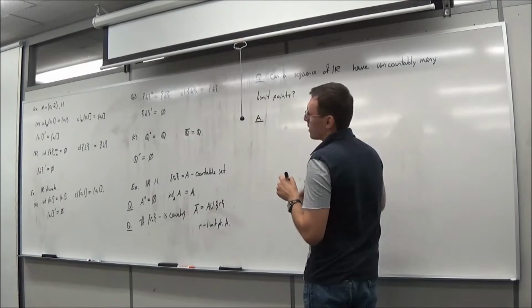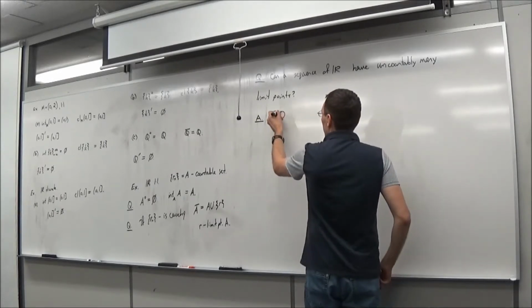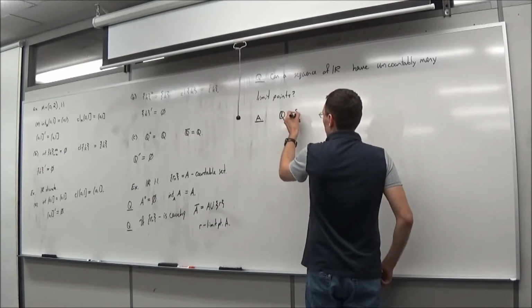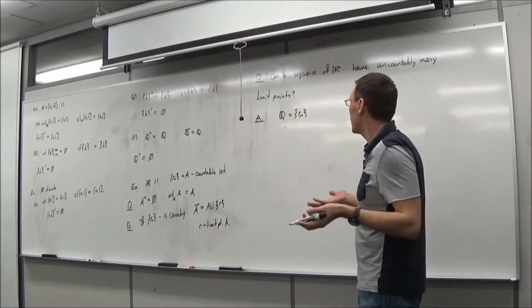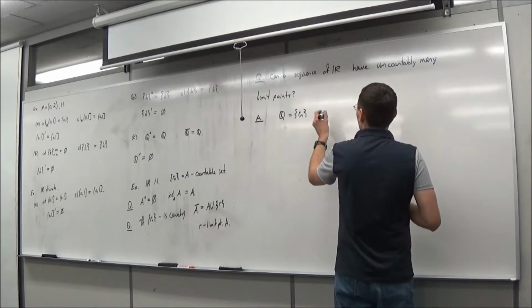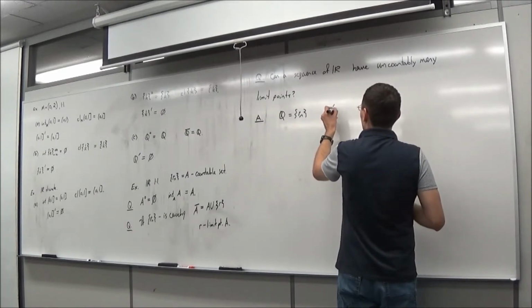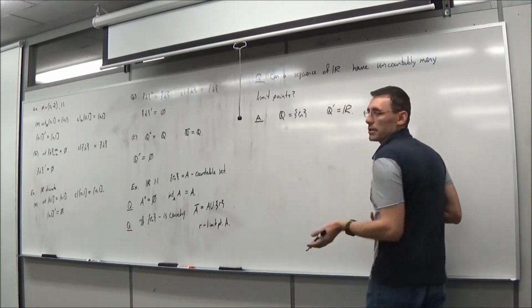Of course you can. Just take Q. Q is countable. There we go. We just saw it many times over and over, right? The limit points of Q is R. Of course it's possible.